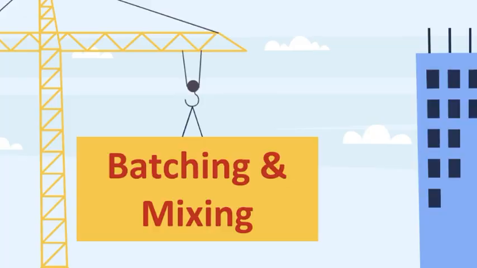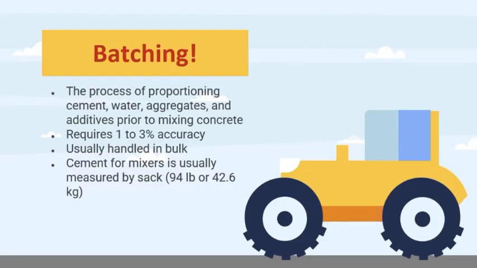So the next topic would be about batching and mixing. Batching. So first, what is batching? Batching is the process of proportioning cement, water, aggregates, and additives prior to mixing concrete, which requires 1 to 3% accuracy. But still, it is dependent on the mixed components. That is why it is carefully proportioned by weight.